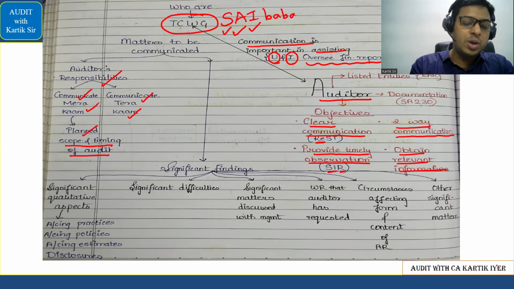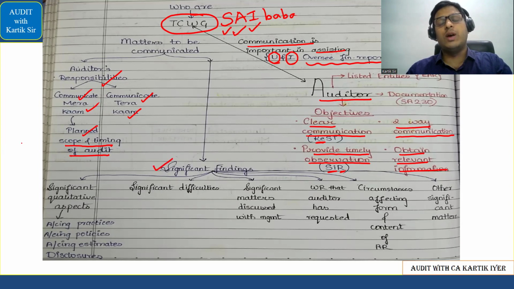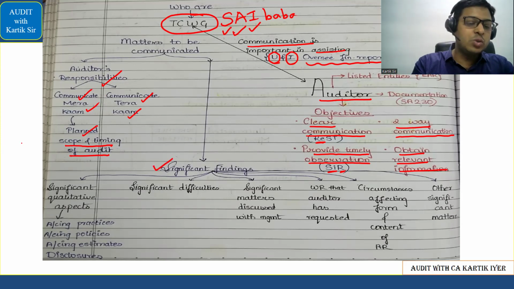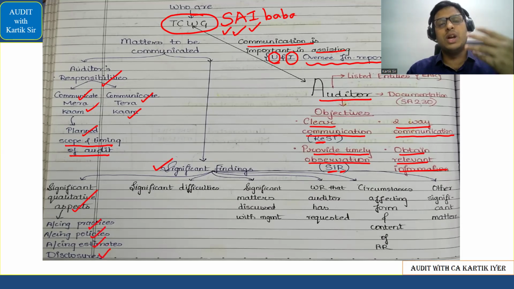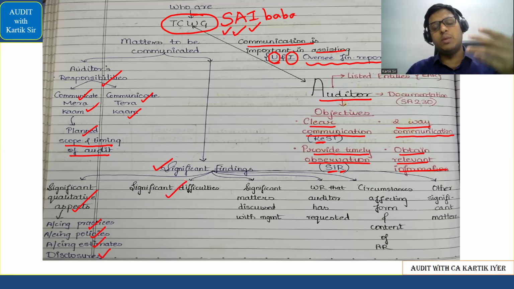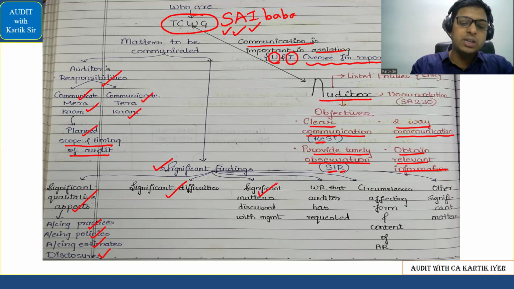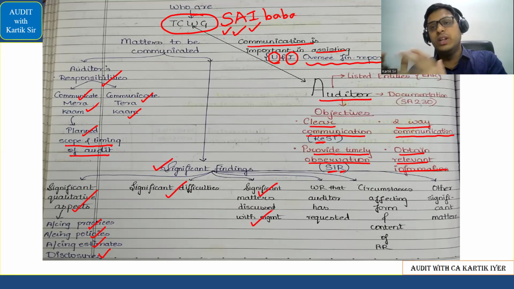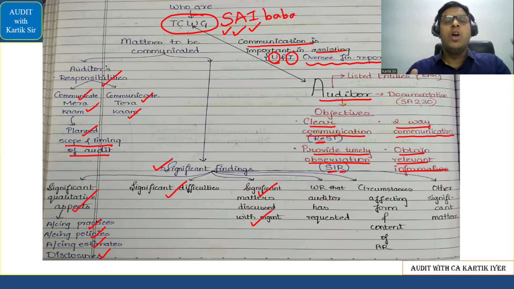Now, in matters to be communicated, there is another point called significant findings. The auditor will communicate the significant findings in relation to significant qualitative aspects, that is, accounting practices, policies, estimates, and disclosures. Any significant difficulties that the auditor faces while doing the audit, the auditor can communicate with TCWG. Any significant matter discussed with the management, and if the auditor feels that this matter should also be discussed with TCWG, the auditor will discuss that matter also. If the written representation that the auditor has requested is still not given by the management, then the auditor can escalate that matter to the TCWG's level.